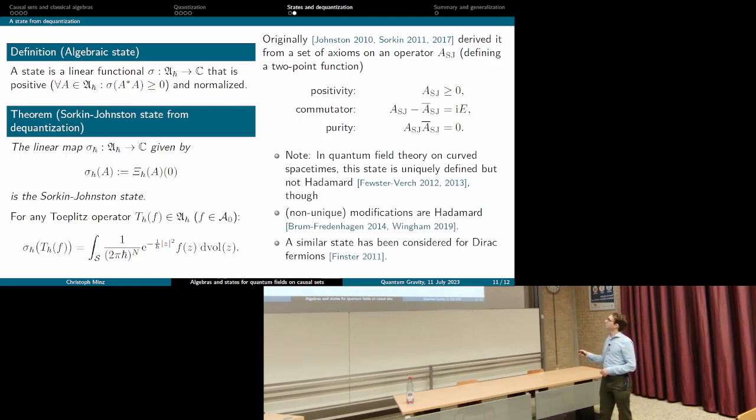Usually when you look into the literature about the Sorkin-Johnson state, you find some sort of 3 axioms that are imposed on an operator that essentially gives you a 2-point function, and that is then the 2-point function that corresponds to this state, which we have derived here in a more mathematical way. It was also interesting that this state has been suggested to be used to do quantum field theories on curved spacetimes. However, if you do that, you have to be careful because the state is not Hadamard. But there are modifications that reinstate this Hadamard property, and there are also similar generalizations to Dirac fermions.